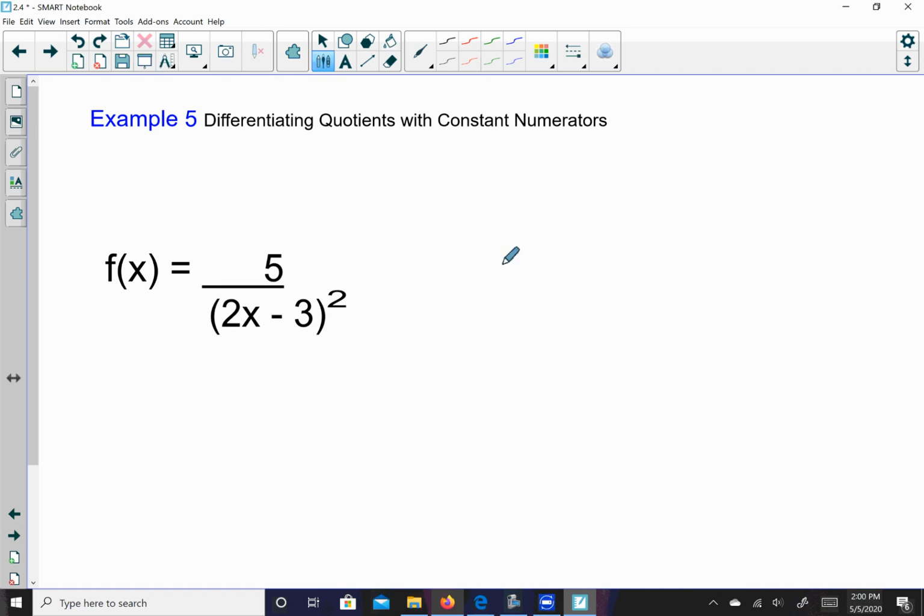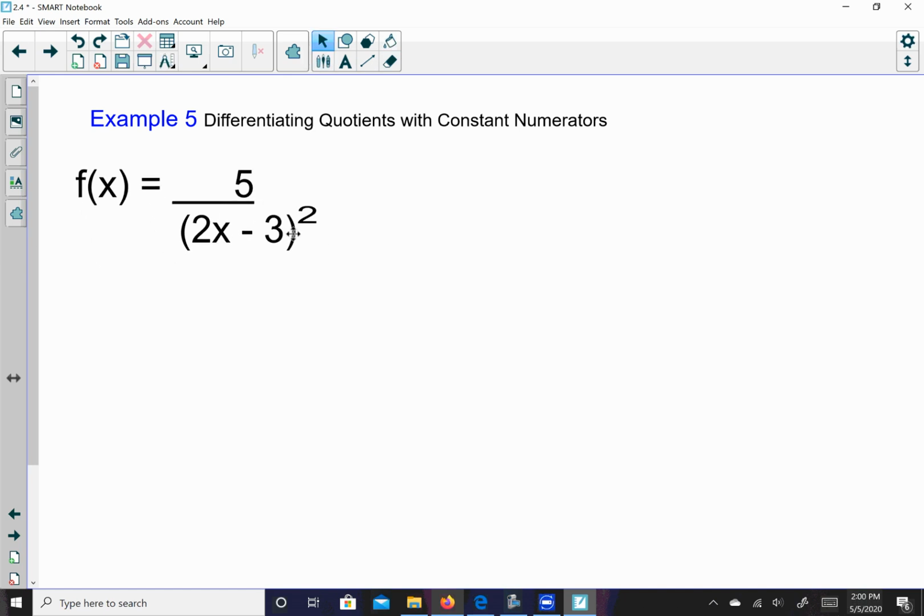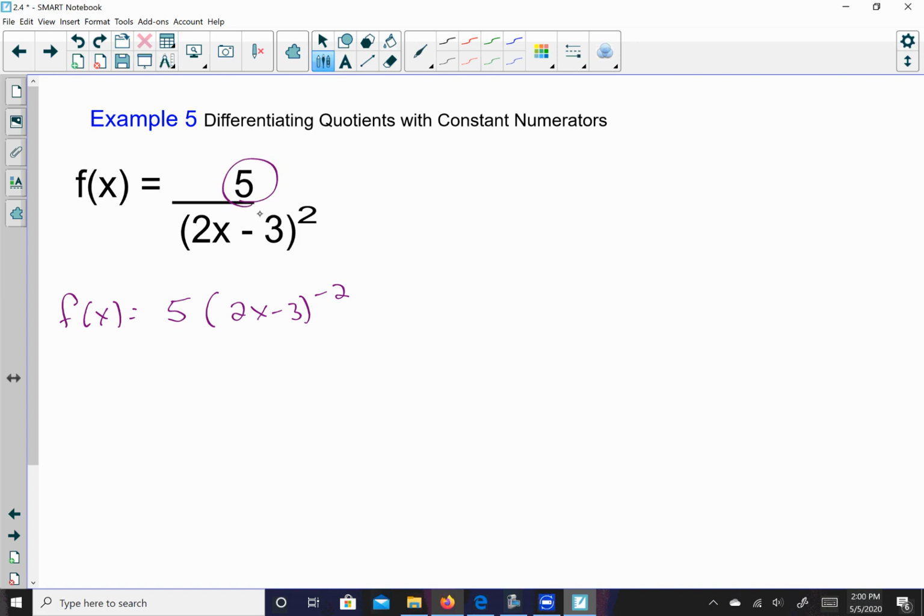Okay, differentiation quotients when you have a constant. Remember, we learned how to rewrite this. If I want a quick, easy way to find the derivative of this, I'm actually going to think of this as f of x, a 5 outside, times the quantity 2x minus 3 raised to the negative 2 power. Since I have a constant here, I don't have to bother doing the quotient rule. I can just rewrite this power to the negative power. Only do it when it's constant up here.